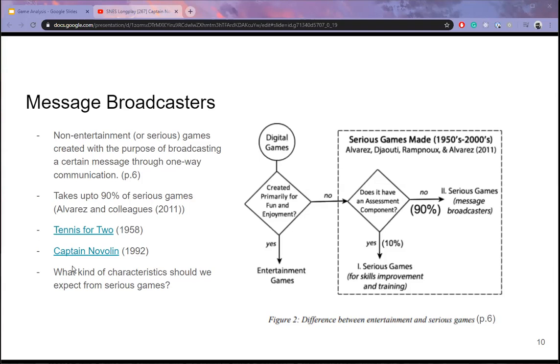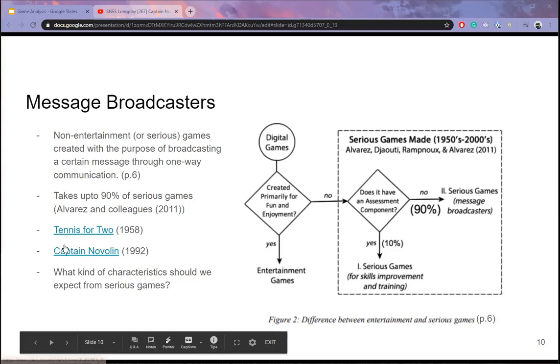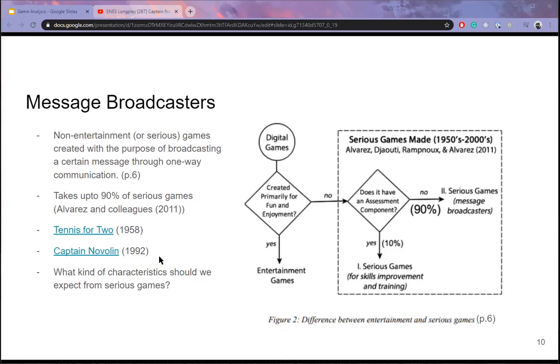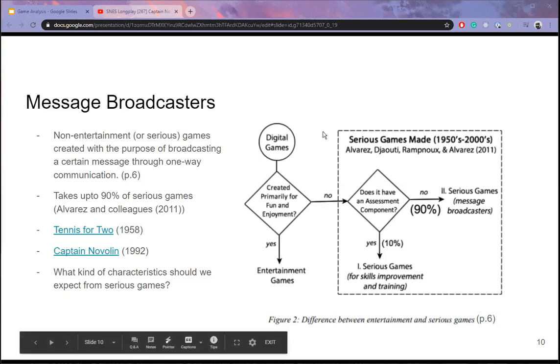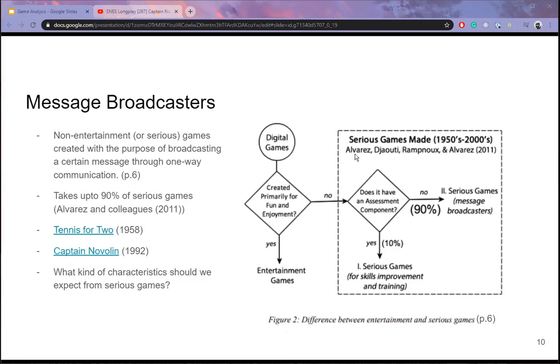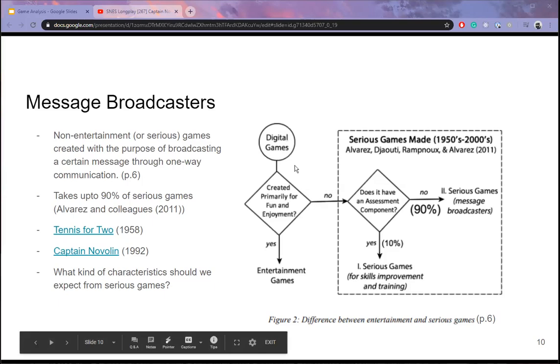So as you can see, even though it's a message broadcaster game, there are still things that the children can learn from it. So it's kind of a vague border between message broadcaster and what's not, I guess. And as you can see in figure two here, his colleagues and he have formed an extension to what the original definition of serious game could be.